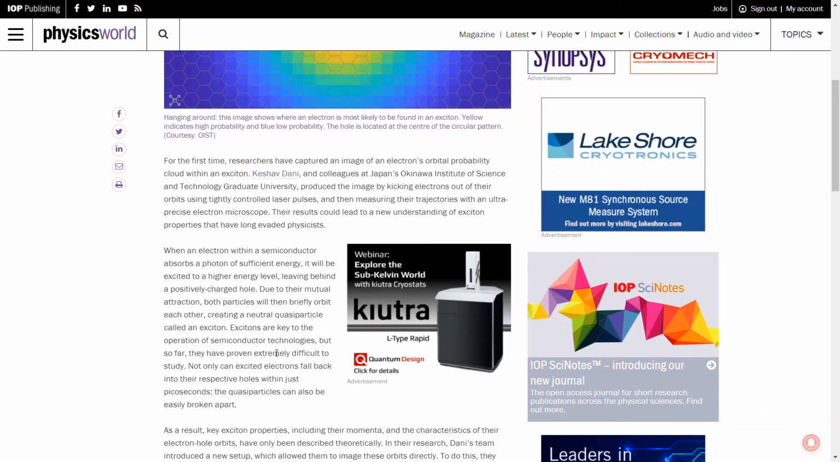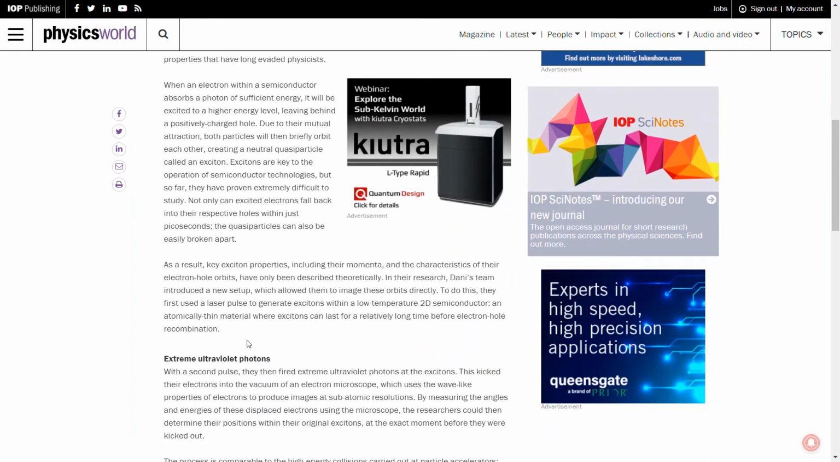Excitons are key to the operation of semiconductor technologies, but so far they have proven extremely difficult to study. Not only can excited electrons fall back into their respective holes within just picoseconds. Pico is 10 to the minus 12 seconds. The quasi-particles can also be easily broken apart. As a result, key exciton properties, including their momenta and the characteristics of their electron-hole orbits, have only been described theoretically. In their research, Dani's team introduced a new setup which allowed them to image these orbits directly.